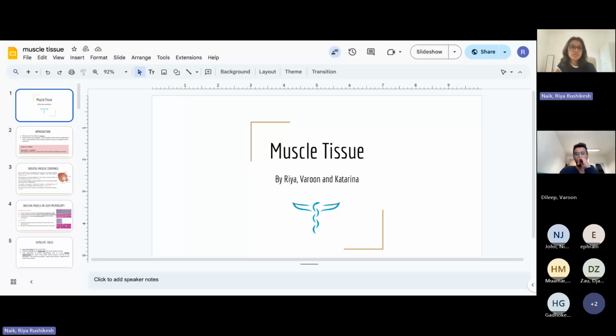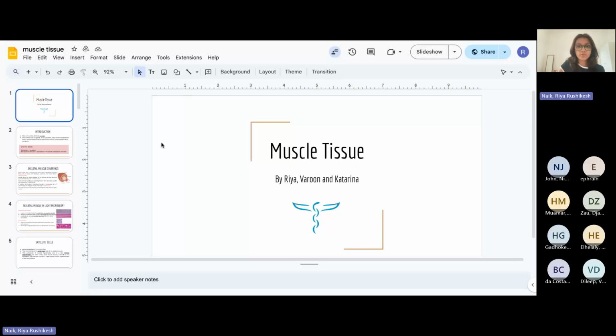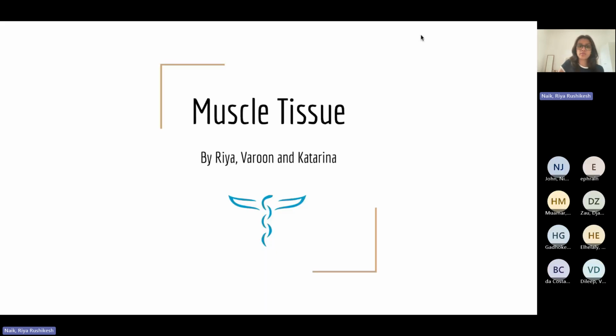Okay, guys, today's topic for the seminar is the muscle tissue. And before we begin, I wanted to ask you, what do you think the function of a muscle is? A basic function. Movement. Exactly. So the muscle tissue basically helps in movements of our entire body.